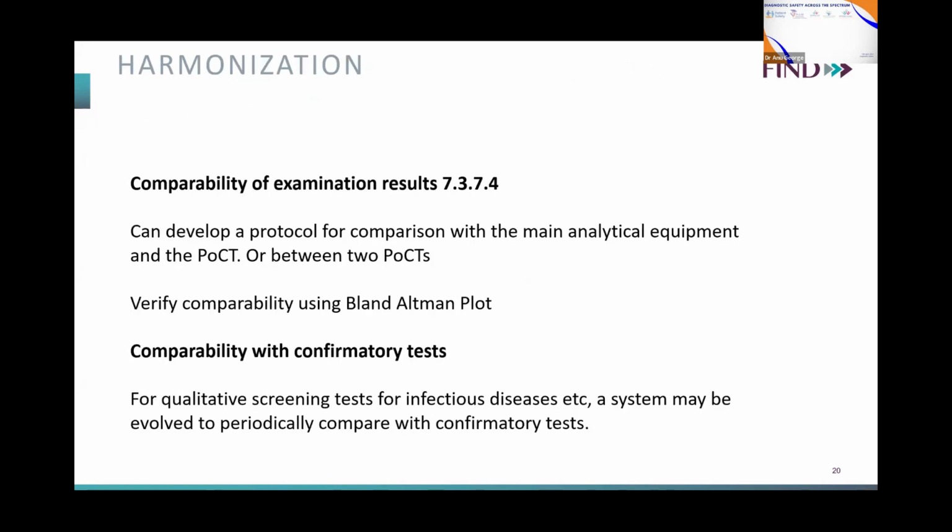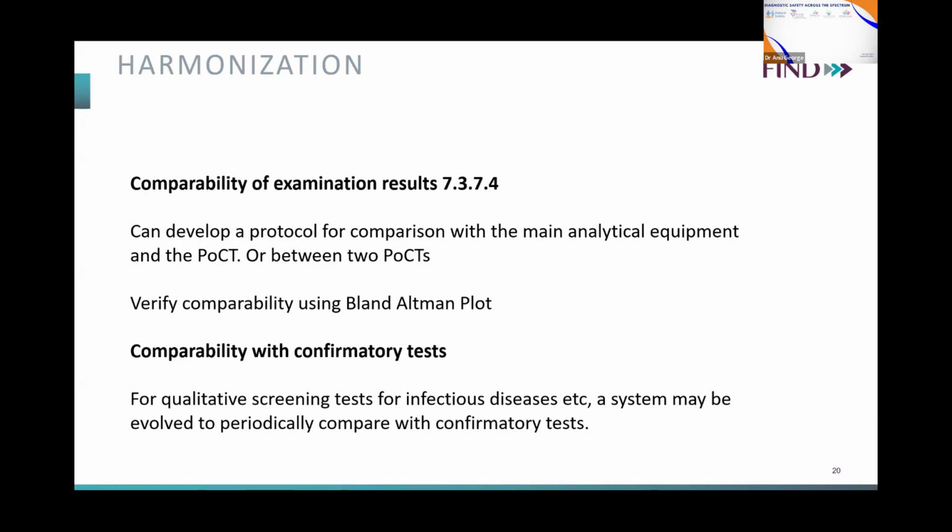So again, harmonization is an ongoing process. Do this comparison once in 6 months at least to see whether your POCTs are comparing with the main analytical equipment. Because in a 100-bedded hospital, you will have at least 10 glucometers, and all of them may be giving different values.